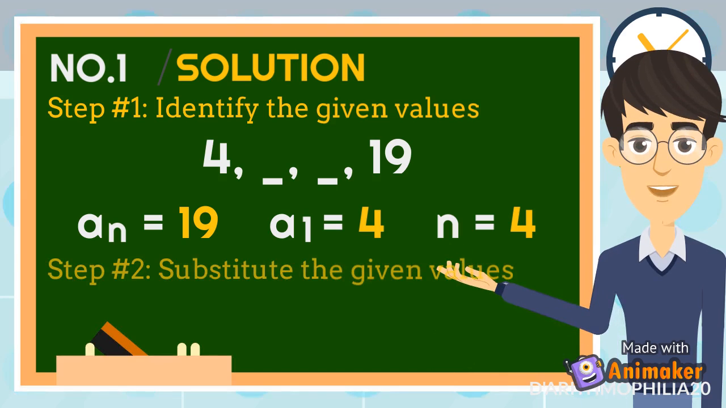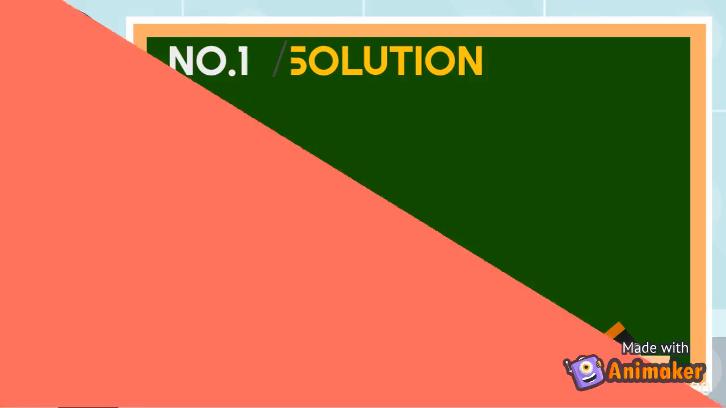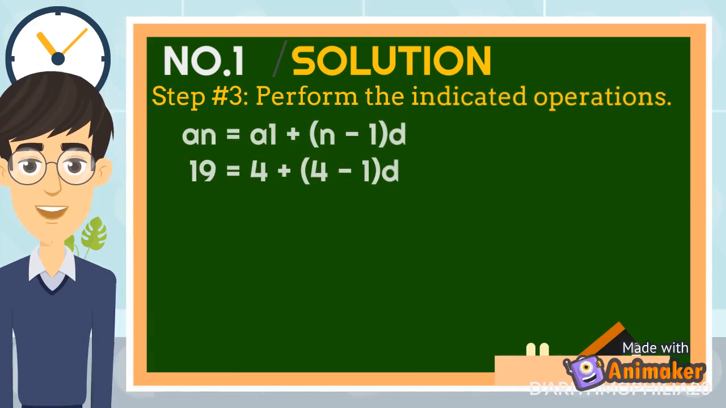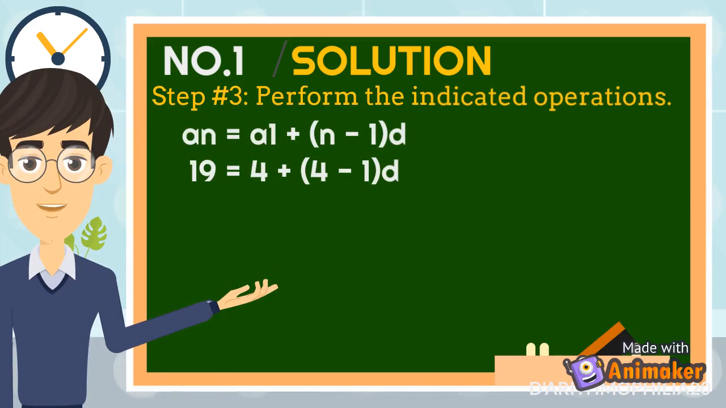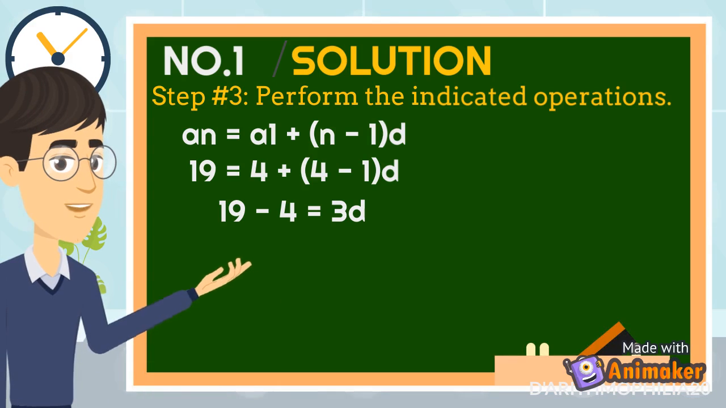Second step, substitute the given values to our formula, and this will give us 19 equals 4 plus the quantity of 4 minus 1 times d. For our third step, let us now perform the indicated operations. Looking into our newly substituted formula, we need to determine first the value of our common difference, d. First, we will transpose 4 to the other side of the equation, which will give us 19 minus 4. Next, subtract 4 by 1 inside the parentheses, and multiply it to d. This will yield 3d. So, we now have 19 minus 4 equals 3d.